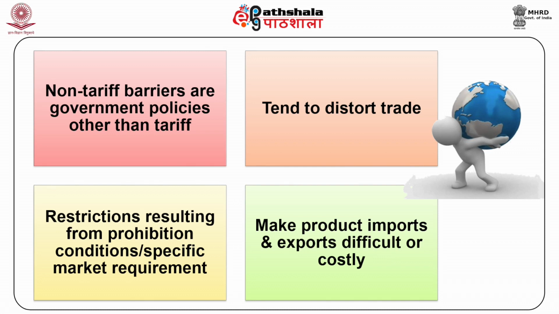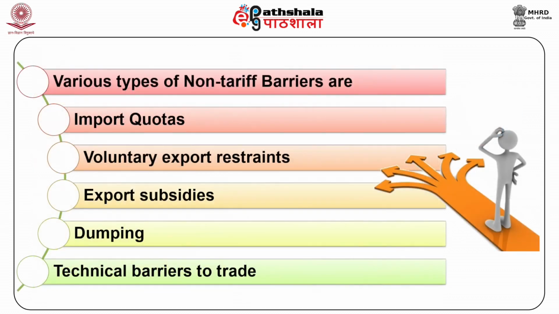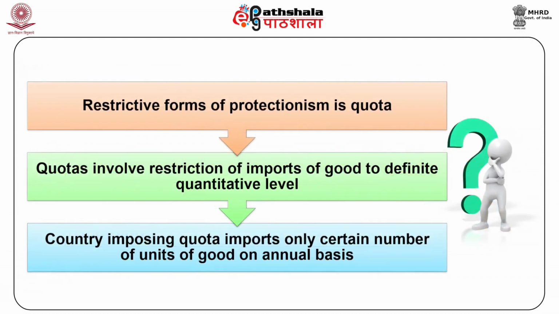Non-tariff barriers are the government policies other than tariffs that tend to distort trade. These refer to the restrictions resulting from prohibition conditions or specific market requirements that make product imports and exports difficult or costly. Now let us discuss types of non-tariff barriers. Various types of non-tariff barriers are: first, import quotas; second, voluntary export restraints; third, export subsidies; fourth, dumping; fifth, technical barriers to trade.